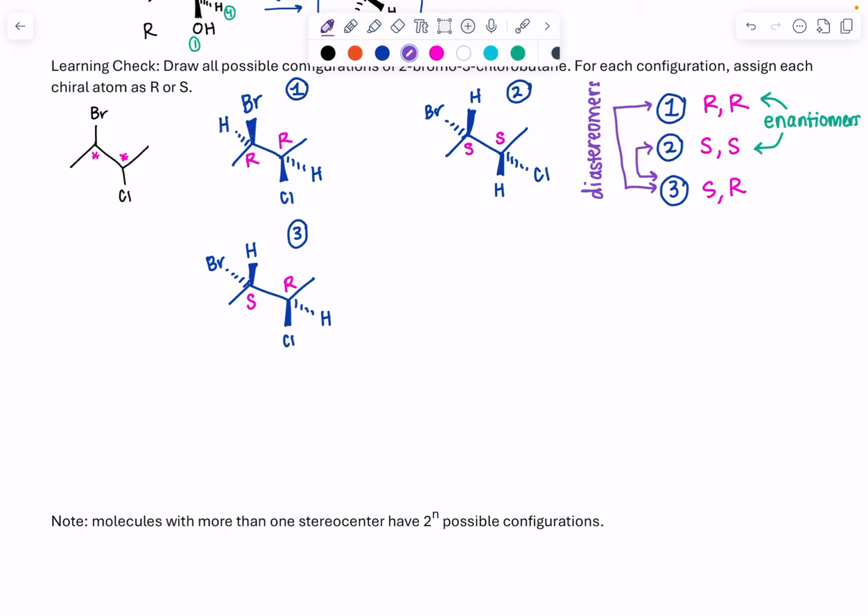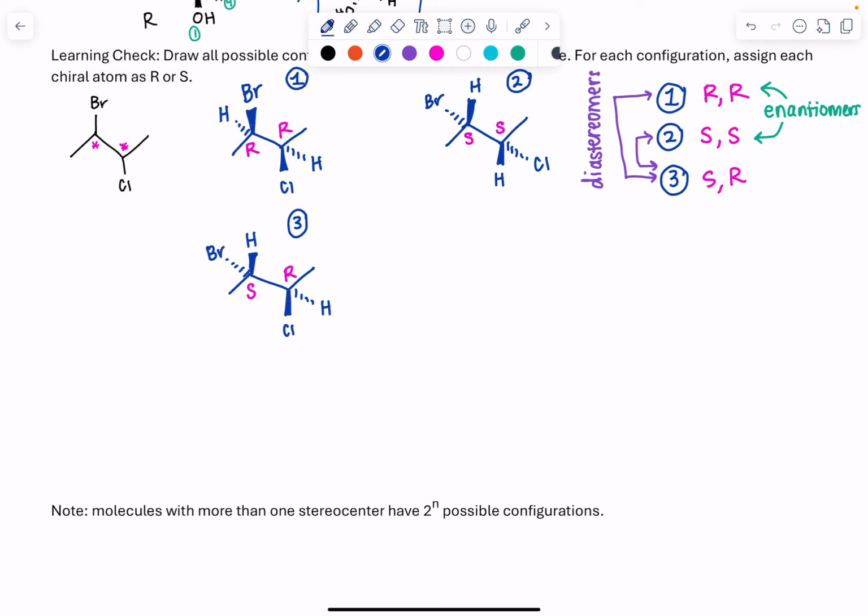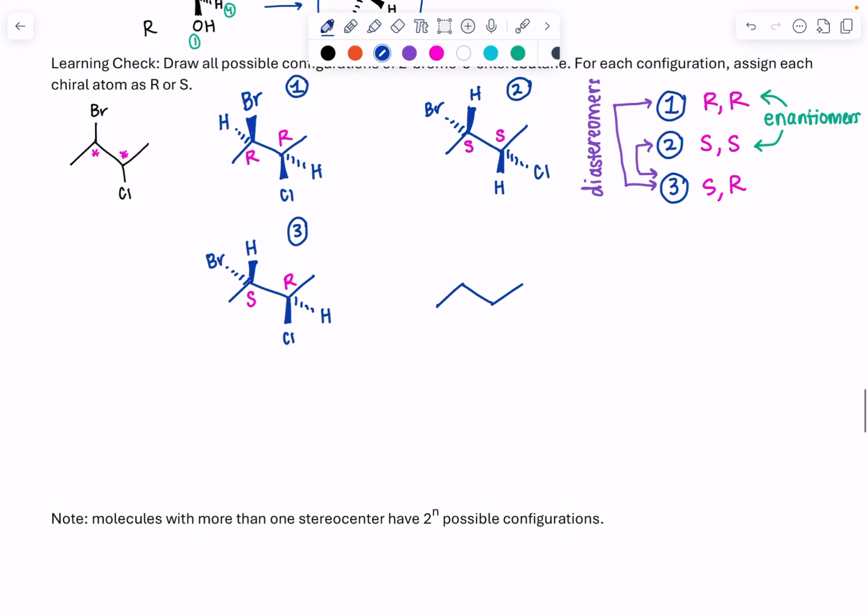Because if you just look at those pairings, 1 versus 3, the chirality of one atom changed, not both. And then if you compare 2 and 3, the chirality of one atom changed, not both. All right, let's do the last one, which is where the first chiral carbon keeps its original chirality from what we drew in configuration 1, but the second chiral carbon will change.